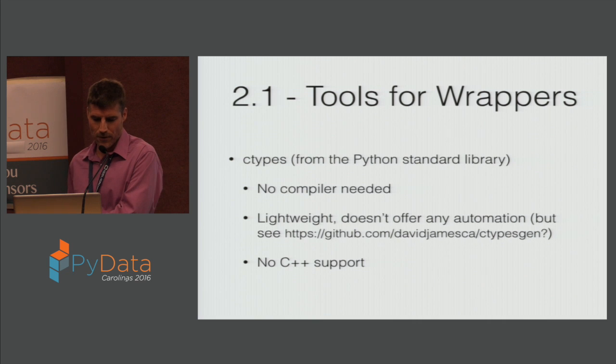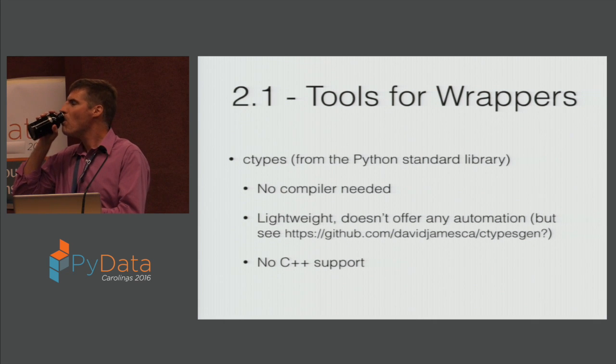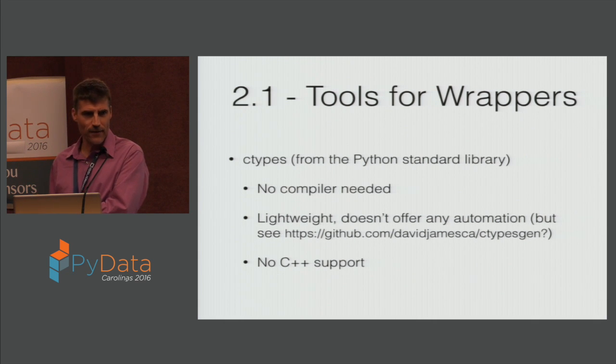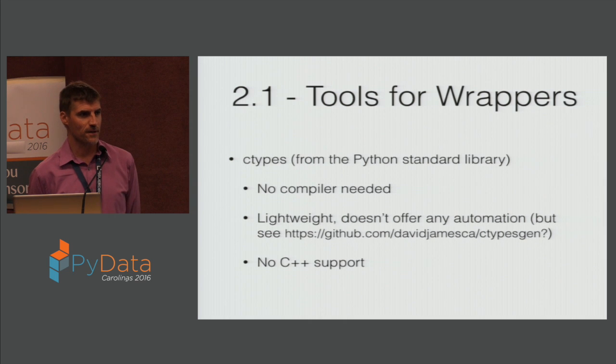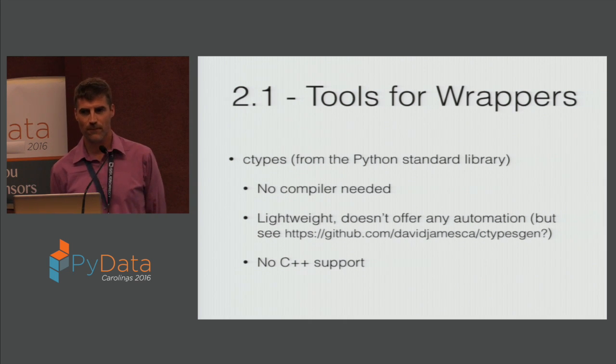So the first tool I wanted to talk about is C-types. It's from the Python standard library. So I think some people might think of C-types as an unusual choice because it's a really lightweight tool. It doesn't do a whole lot for you. But one of the things I like about it is that it's accessible if you already have Python installed. You don't need a compiler, you don't need to install anything else, it's just right there. And it's easy to experiment with.